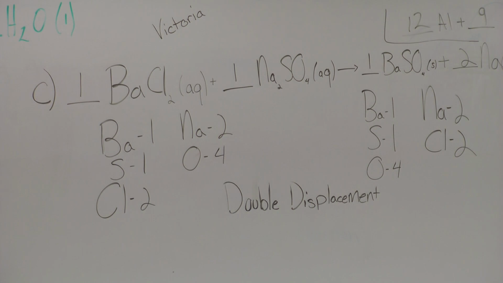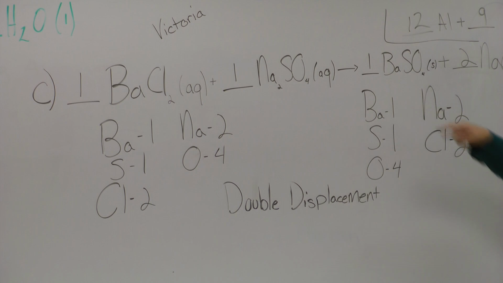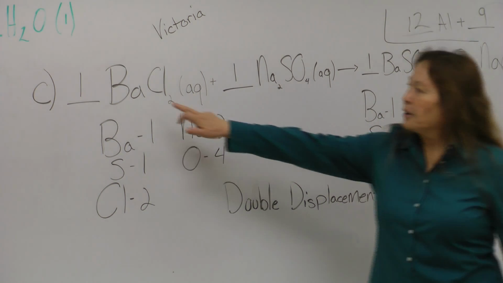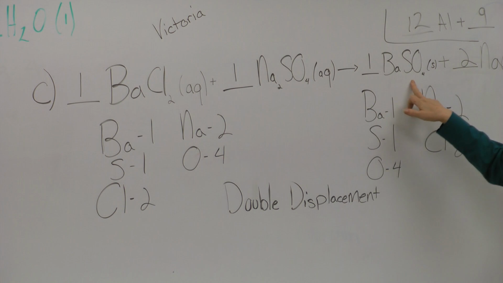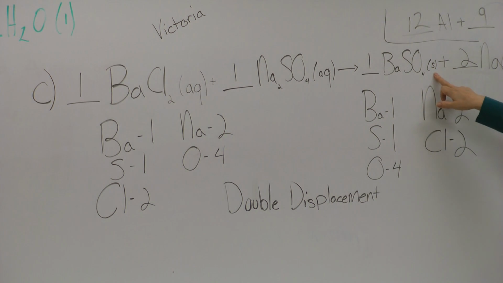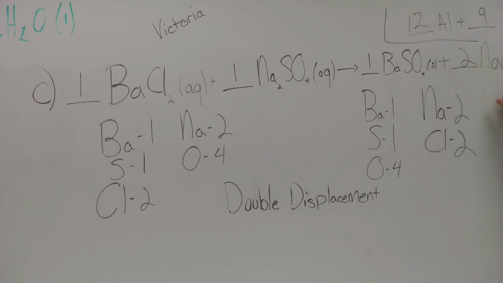And that's pretty nice. She even put the type of reaction, double displacement. Why? Because barium reacted with a sulfate to get a solid barium sulfate, while sodium reacted with chloride to make a sodium chloride liquid aqueous solution. Really nice, thank you.